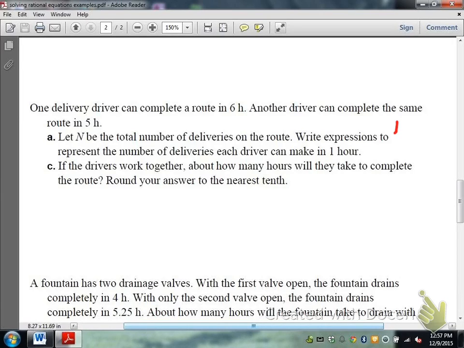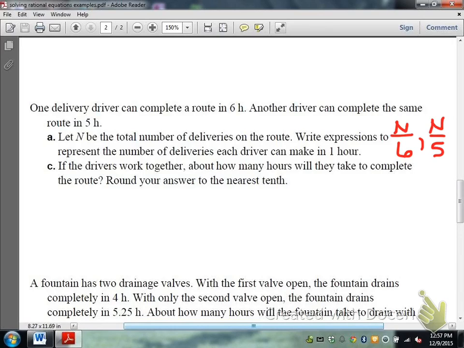How many deliveries does he make? And how many hours does it take him to make the deliveries? So it's n over 6. The second driver completes the same route in 5 hours, so his expression would be n over 5. Very good.